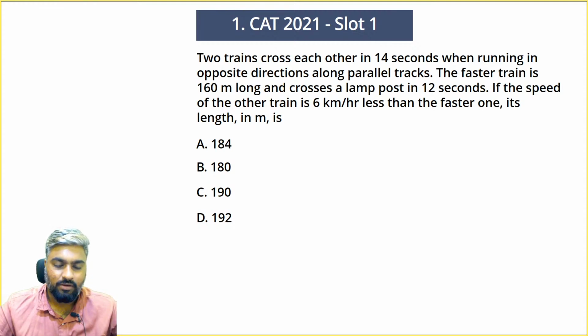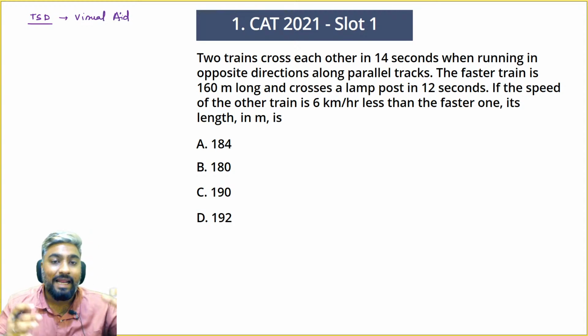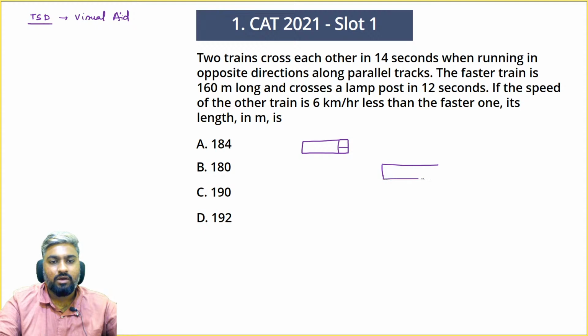All right, let's get going. So the first question, usually with time, speed, distance, what helps is some kind of a visual aid. Any visual aid that will help you understand the information or help you collect all the information in one place. Here we see that two trains cross each other in 14 seconds. So two trains moving in the opposite direction. These are the two trains, let's say train 1 and train 2. They cross each other.